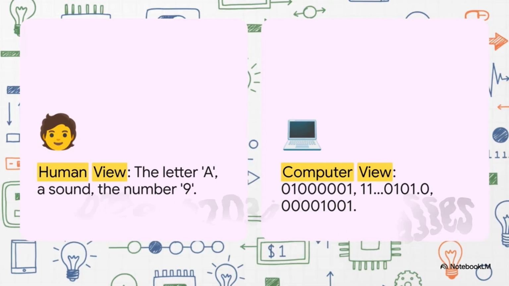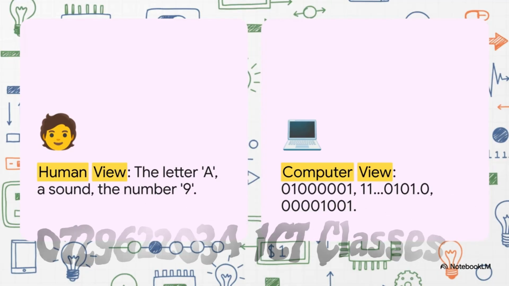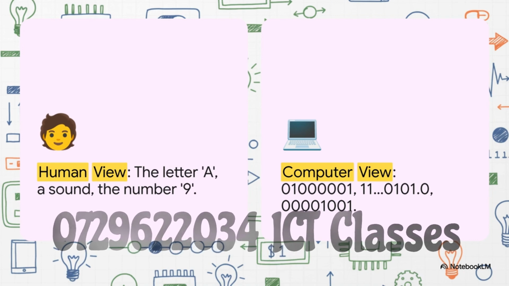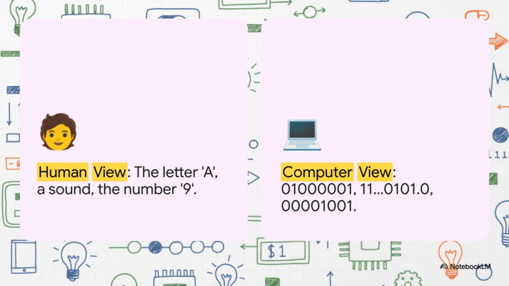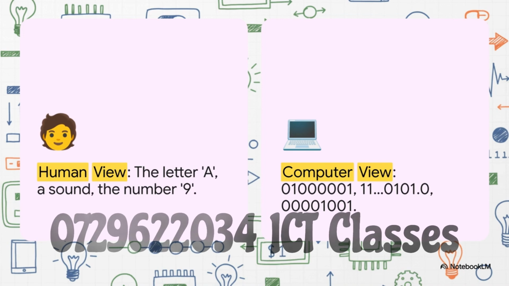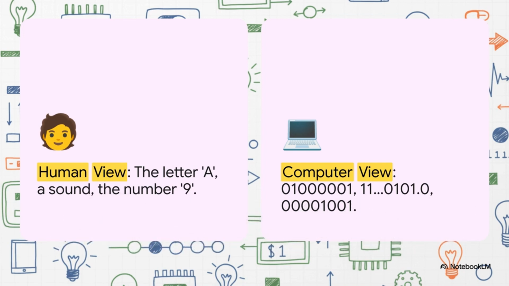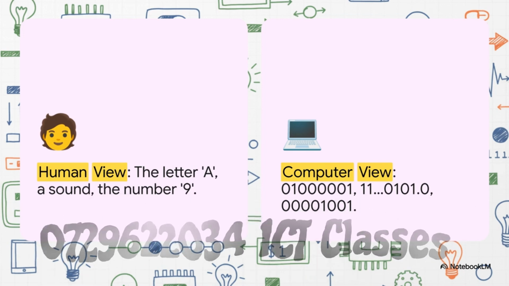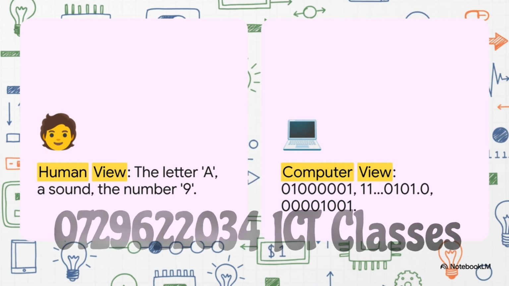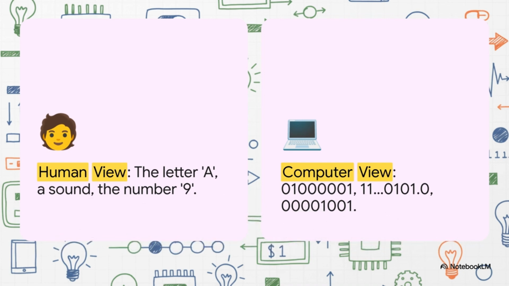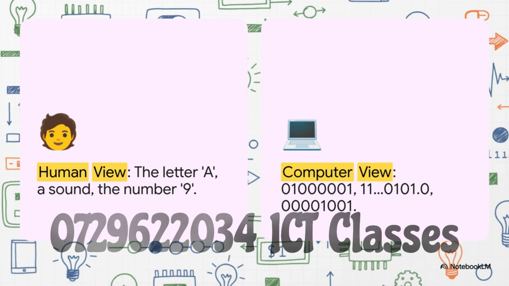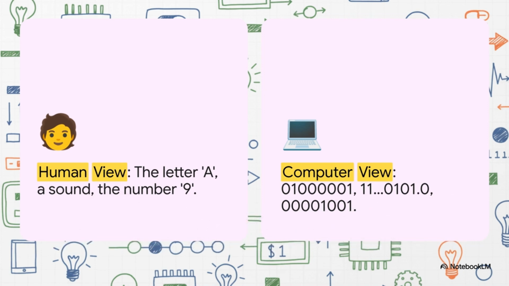And this idea applies to absolutely everything. The letter A on your keyboard, to the computer, that's just the binary code 01000001. A single note in your favorite song? Yep, that's another binary code. The number 9, a different code. Every single piece of information you interact with on a computer is at the end of the day just a unique sequence of on and off signals.